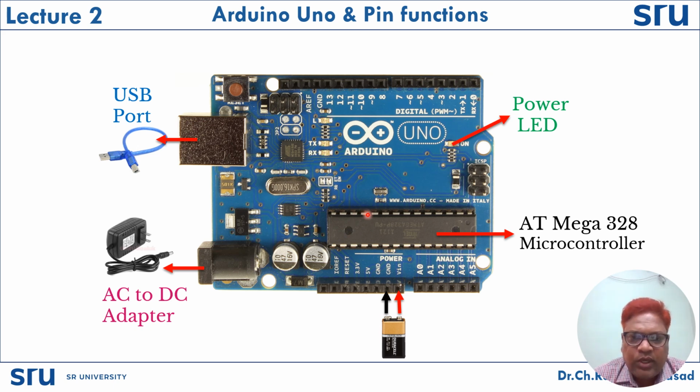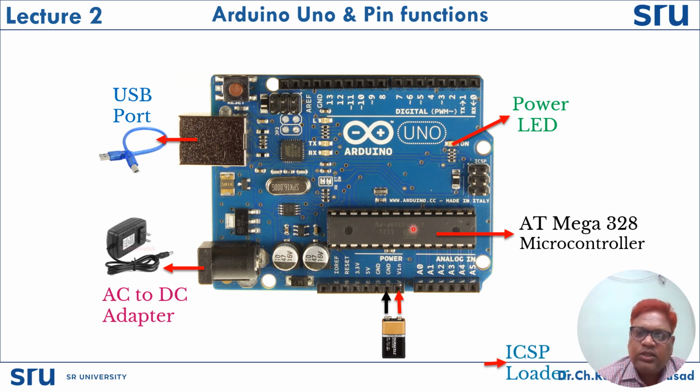So then we need to discuss how to upload the code into this ATmega328P microcontroller. There are two methods. One is with the help of this USB port. This USB port is connected to our PC or laptop, where we can install the Arduino software. Then you can write some code, and there is an upload option. With the help of that upload option, you can upload the code into this microcontroller.